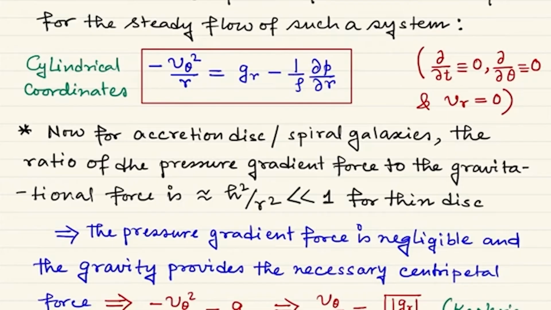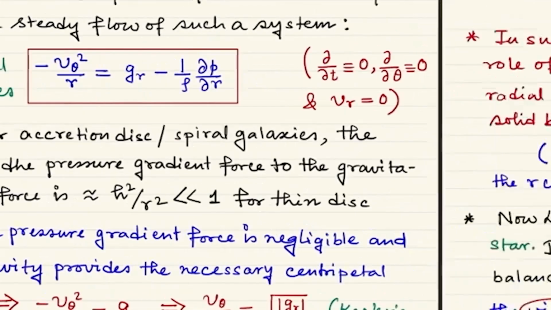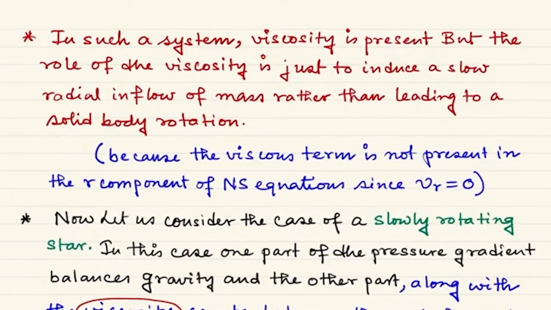is negligible. Okay, so viscosity is there, but viscosity's only role is to induce a slow radial inflow, and that can be seen when you write the governing equation for the evolution of V theta. So that is the theta component of the Navier-Stokes equation. You should remember that.